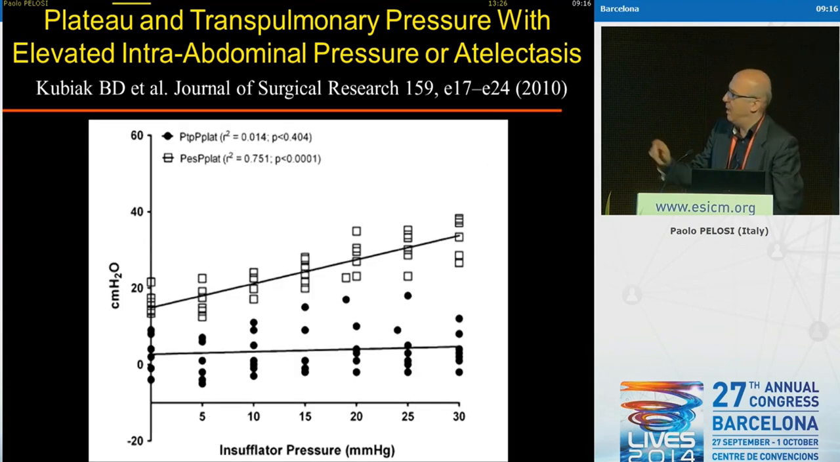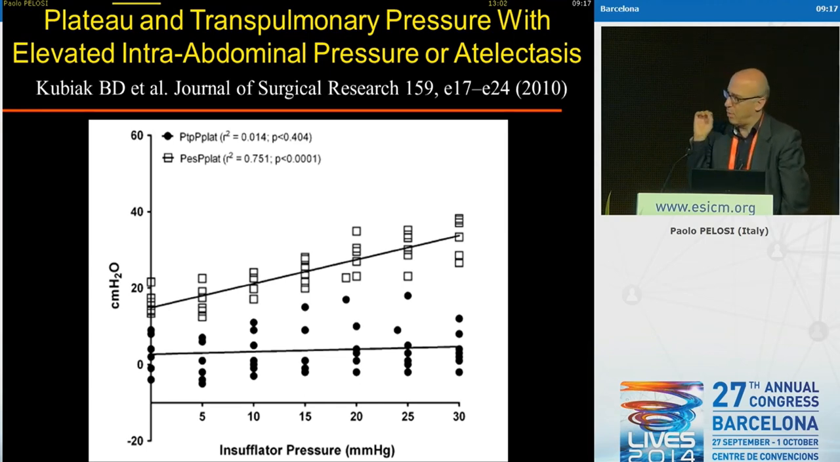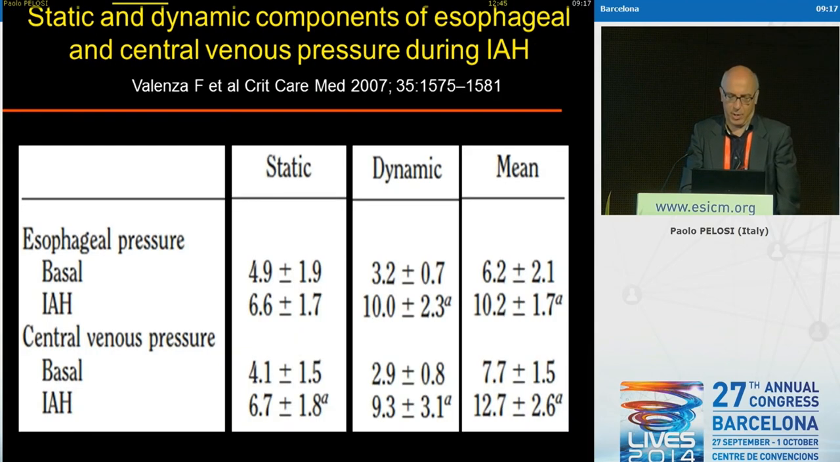As you can see here, exactly the same animals, you see the increase in the insufflation pressure in the abdomen. So this is the intra-abdominal pressure. And you see that the transpulmonary pressure does not change, while the plateau pressure of the respiratory system changes. So the conclusion here is that whenever we have an increase in intra-abdominal pressure, mainly above 15 centimeters of water or 16, the plateau pressure of the respiratory system does not reflect anymore accurately the real transpulmonary pressure.